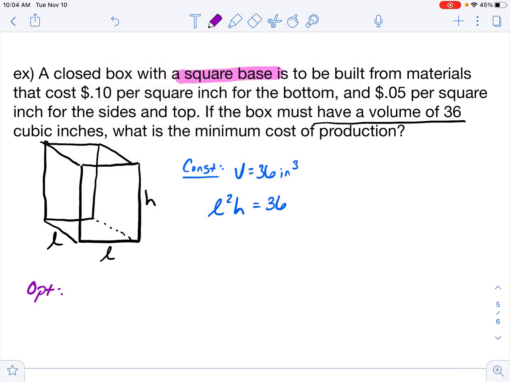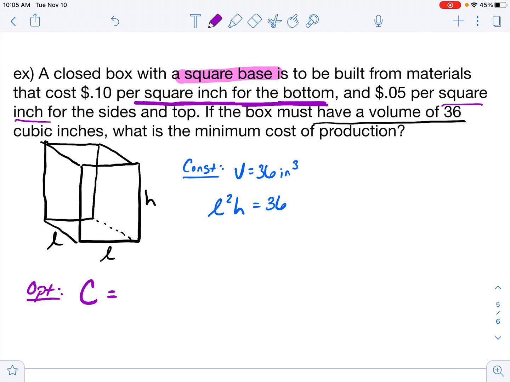Now the optimization, this is a little more involved, okay? We want to minimize the cost. So we need an equation representing the cost of this thing. I'm going to use the letter C for cost. Cost equals. Well, what is cost based on? Well, it's based on the side we're working on, and notice that we're talking about square inches. If we're talking square units, what are we talking about? We're talking about the area of those sides, okay?